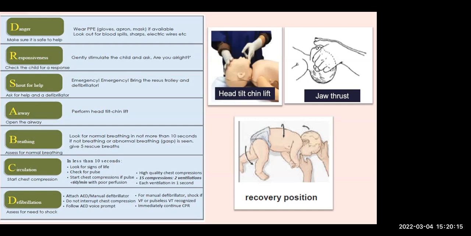Then check for breathing by looking for chest movement, listening for breath sounds at the child's nose and mouth, and feeling for air movement on our cheek. This should not take more than 10 seconds. If the child is breathing normally, put the child in the recovery position and go to seek help. However, if the child's breathing is not normal or absent, give 5 initial rescue breaths.